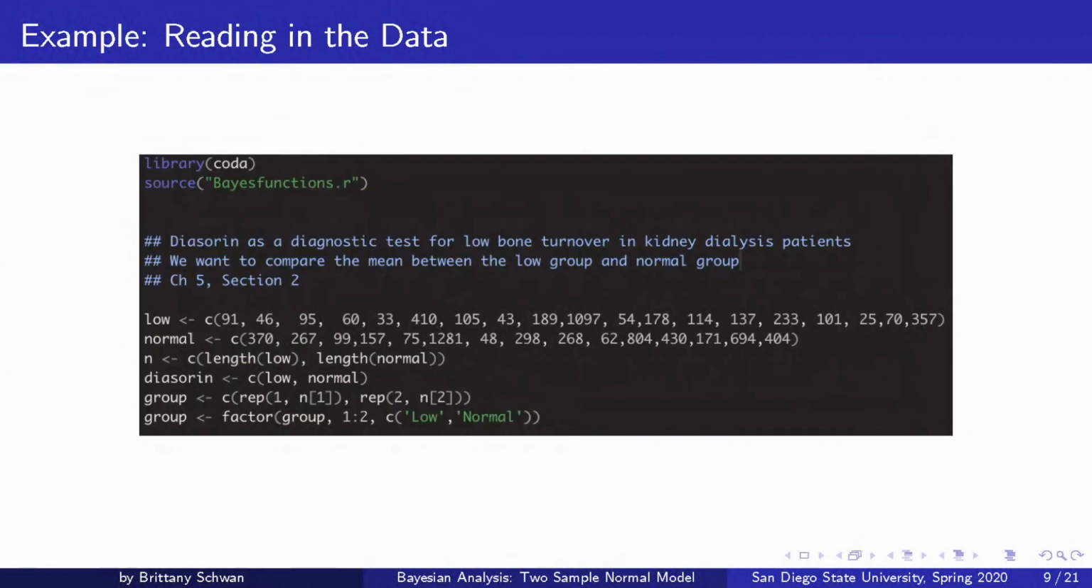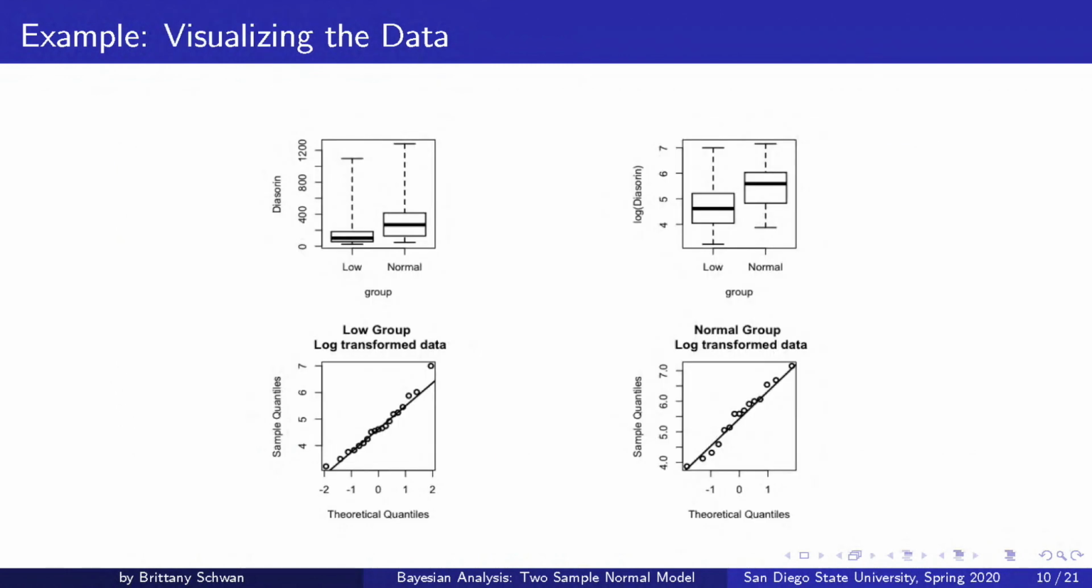We read in the data for the low and normal groups with this R code, and next we're going to want to visualize the data to see the type of data we're working with. In the upper left-hand corner, we have a box plot of the untransformed data. It's pretty clear that the data does not appear to be normally distributed. After we perform a log transformation on the data, however, we have the box plot on the right-hand corner. The data appears to be normal.